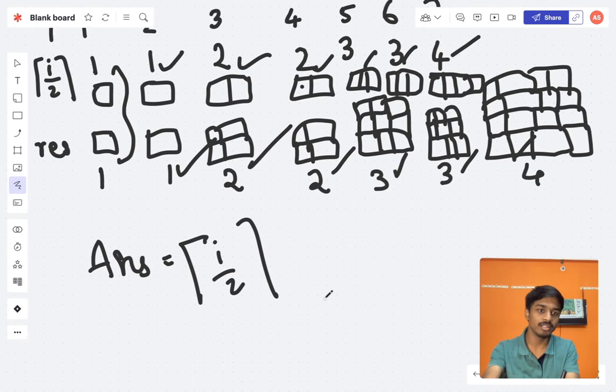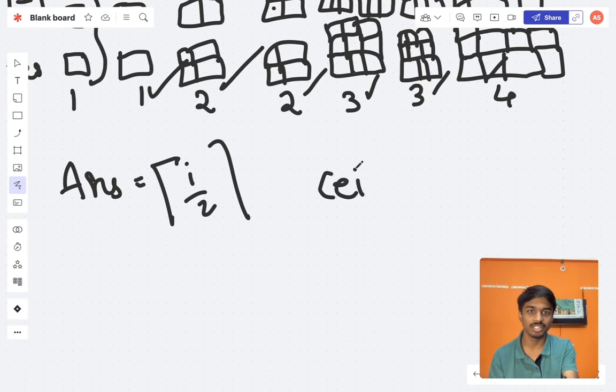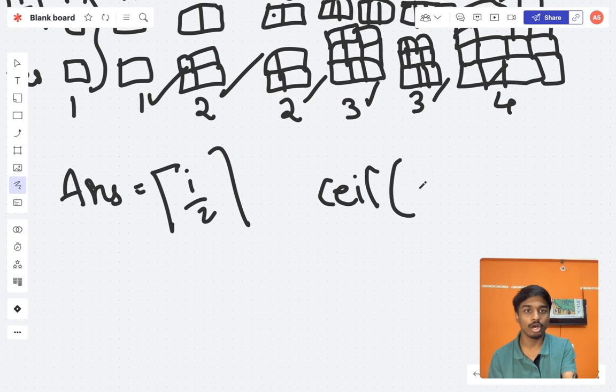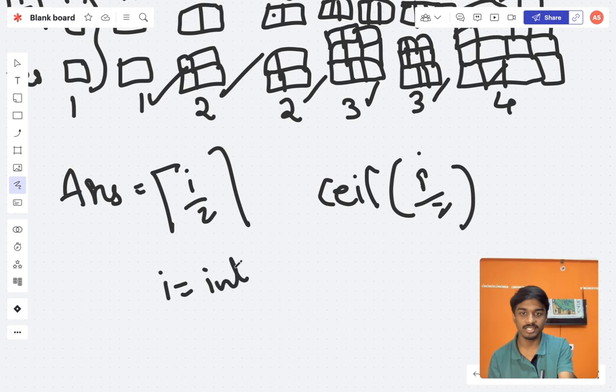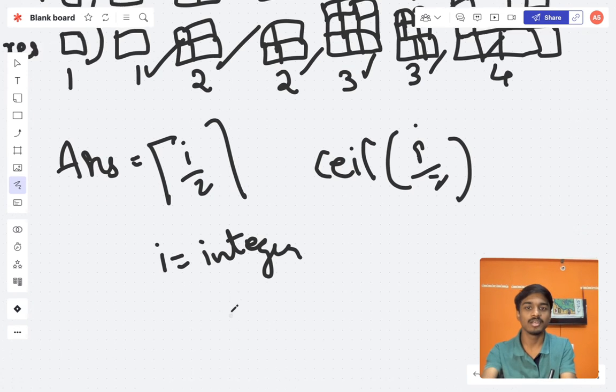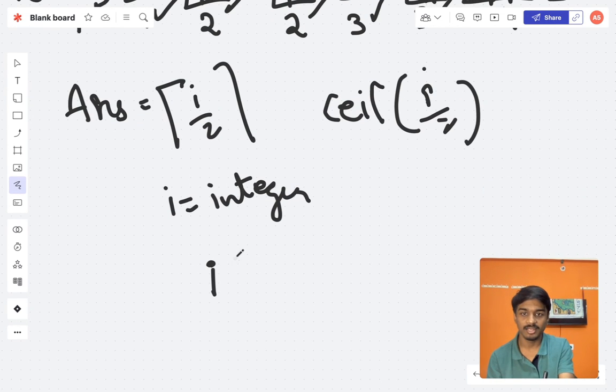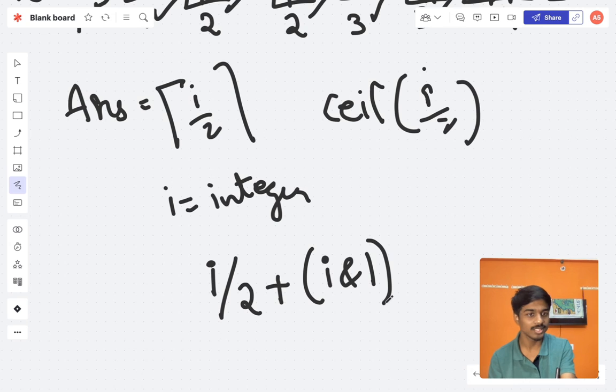Now, many people just use the ceil function and do long double of I by 2, but we'll do something different here. Let's assume that I is an integer, everything is one indexed. So I do I divided by 2 plus I ampersand 1. So this is also a ceil function.